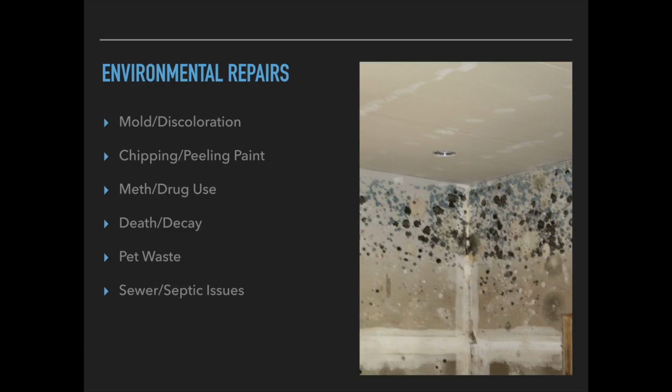Any chipping, peeling paint, any evidence or residual of drug use, death, decay, and that can be decay of a human or decay of an animal, right? We see that a lot. We see a lot of abandoned pets in REO properties, but pet waste too. We see it get really bad with pets kind of using the house as their own personal toilet, and then any kind of sewer, septic issues.